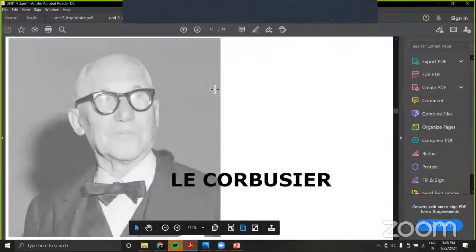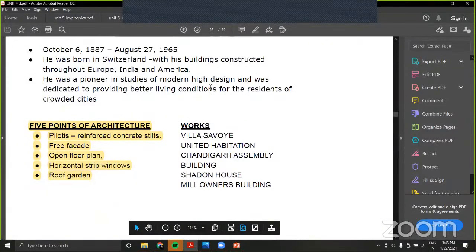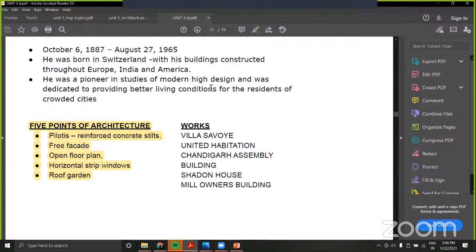So we will be seeing Le Corbusier next. Le Corbusier is one of the architects, who was born on October 6, 1887. He has buildings throughout Europe, India, and America. Le Corbusier is one of the architects who constructed the IIM in Bangalore. He collaborated with B.V. Doshi, and we will all be studying these things in the next semester.